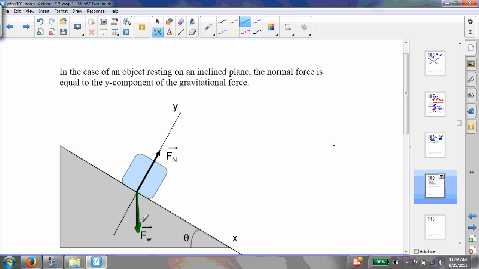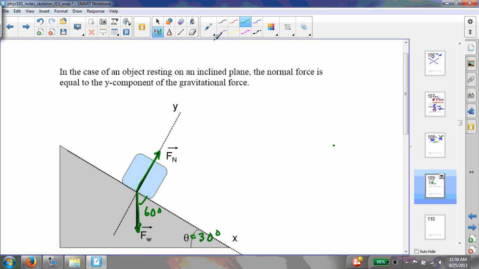There is a weight pointed down like that, and then the normal force. Notice it is not pointed up, but pointed perpendicular to the surface. And I want to find out what the normal force is. So let's say, for example, this angle is 30 degrees. That means that this angle is 60 degrees.